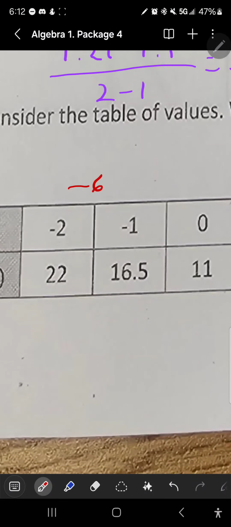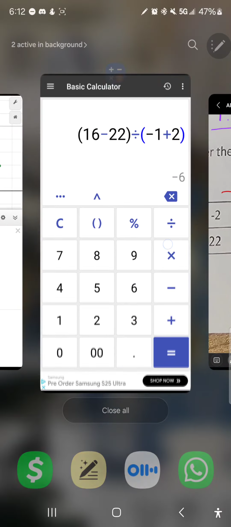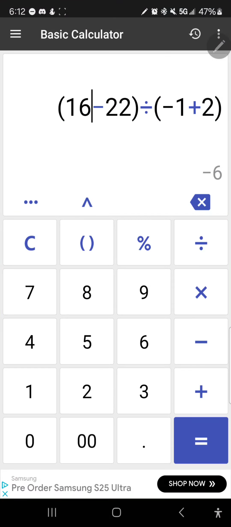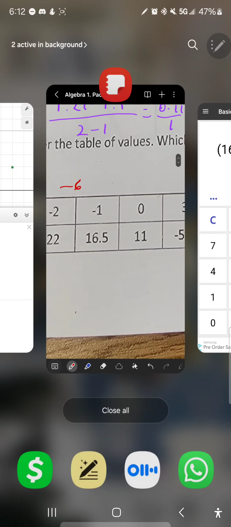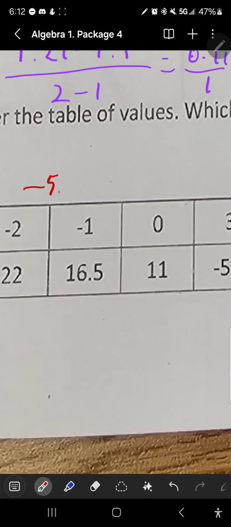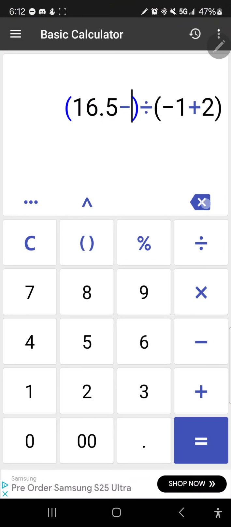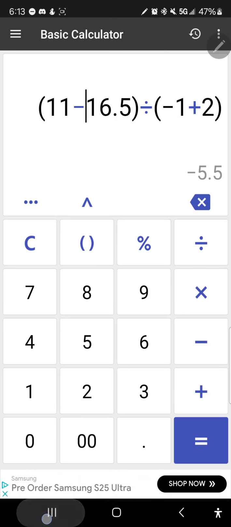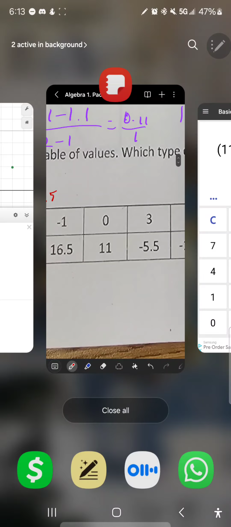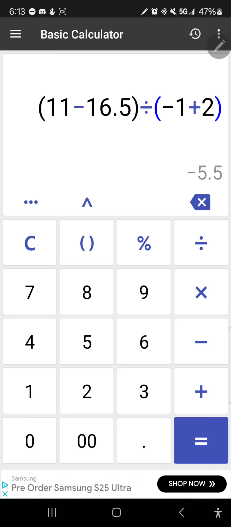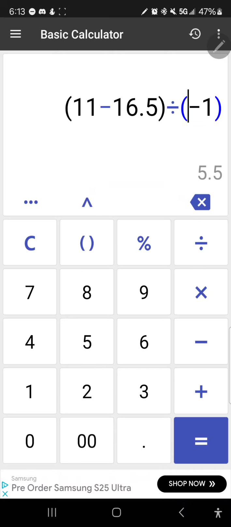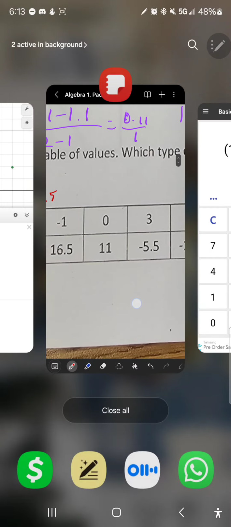So -6. Now 11 and 16.5. Oh, this was 16.5. My bad. So it's -5.5. Now 16.5, 11 minus 16.5, dividing by 0 minus 1. Negative over negative is positive. So we get the same slope.